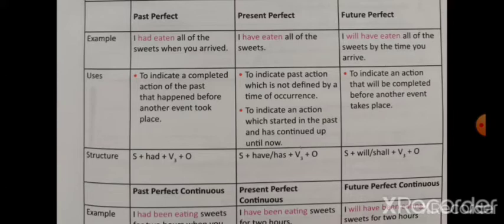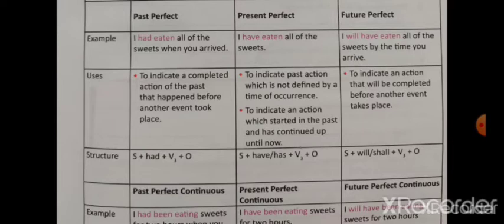So here the first action was that the boy had been eating the sweets, and another action that took place was the other person arrived. So the boy had already eaten the sweets when the other person arrived. So the first event is already completed before the second event had taken place.